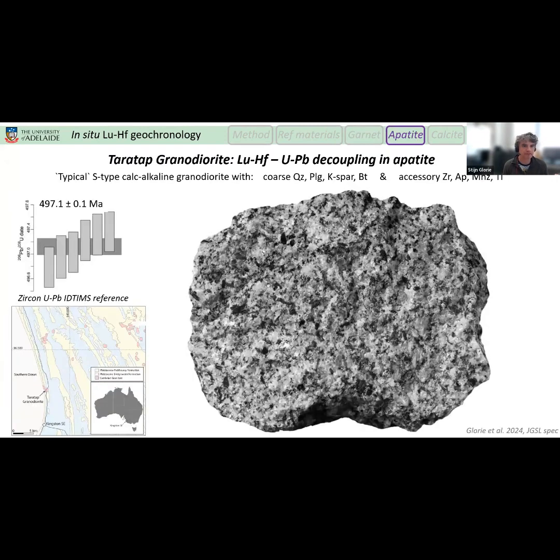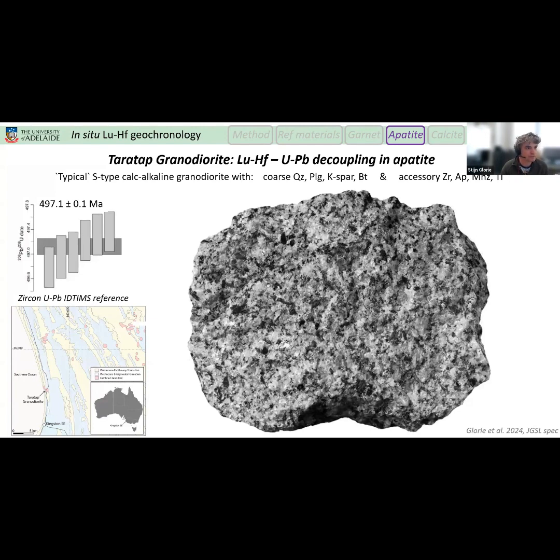All right, let's go to apatite then. I'm going to spend a bit more time on apatites because that's probably a bit more new, perhaps, to the community. I've got a rock here from a place called Taratap in South Australia. It's a very simple looking granodiorite consisting of quartz, plagioclase, K-feldspar, biotites, and accessory zircons, apatites, monazite, and titanite.